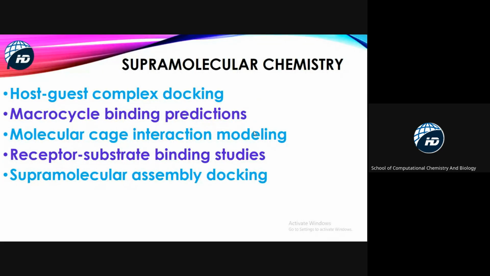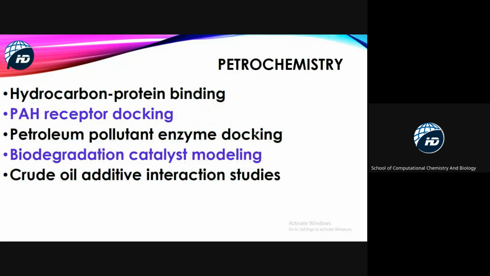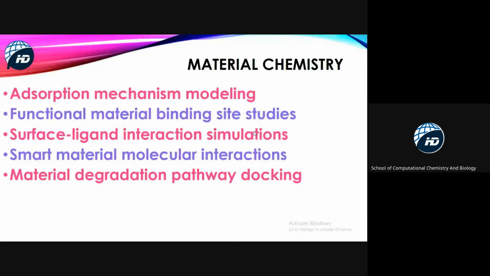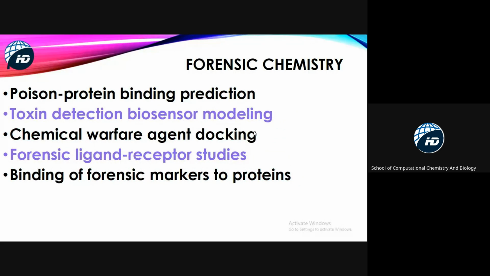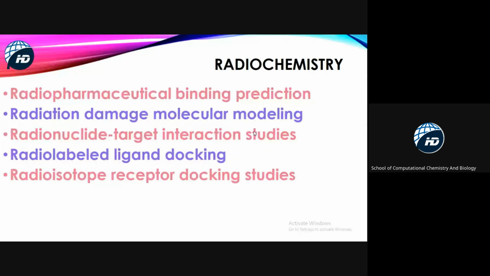Supramolecular chemistry. This is where some guys now in US are focusing on. Some guys in India and Europe, they are doing some work now on supramolecular chemistry. That is a complex structure chemistry. You can do work on petrochemistry. You can do a lot of things on petrochemistry. Material chemistry is there. You apply it on material chemistry. Forensic chemistry. There are a lot of things to do.